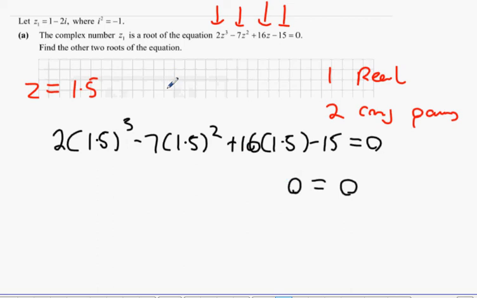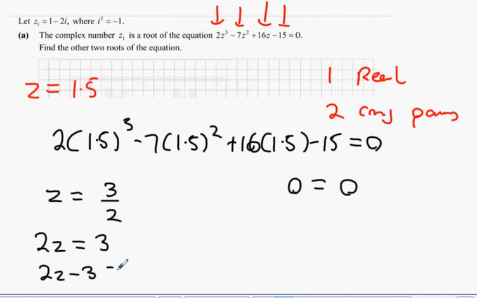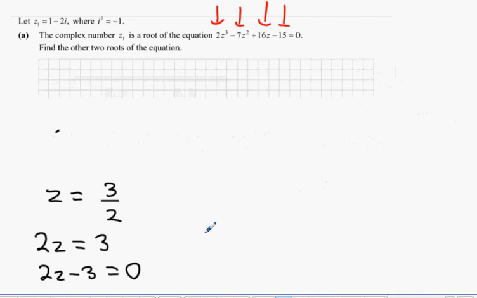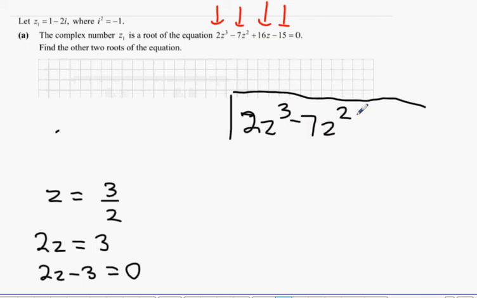Okay? Now, if Z equals 3 over 2, would everybody agree Z equals 3 over 2? 1.5. What's the factor then? 2Z equals 3. 2Z minus 3 equals 0. Is that okay with you guys? Now, what's the next step after this? Now, I won't be finishing this question, but what's the next step after it? You get this here, and what happens? 2Z cubed minus plus. What 2Z minus 3?